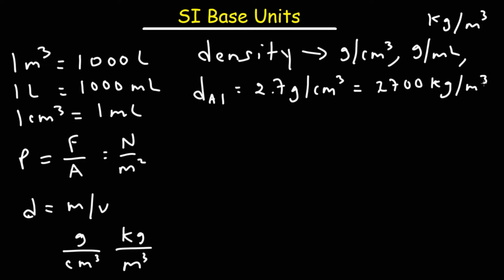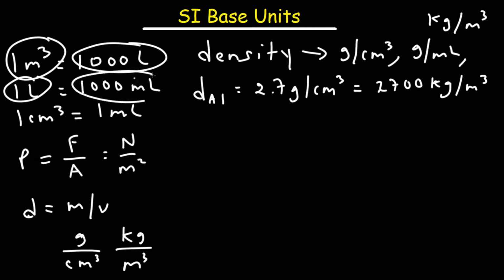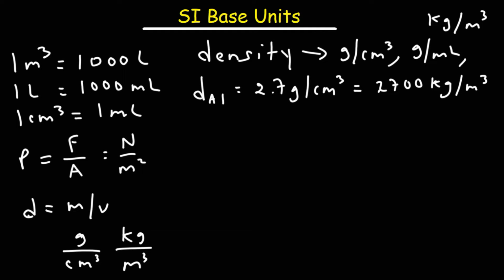Now keep in mind, a kilogram is 1,000 grams, but a cubic meter is 1 million cubic centimeters. When you have a million divided by 1,000, you get a multiplication factor of 1,000. So if you look at these two, 1 cubic meter is 1,000 liters, and 1 liter is 1,000 milliliters. So a cubic meter is a million milliliters, which is equivalent to a million cubic centimeters. And 1 kilogram is 1,000 grams, so when you divide a million by 1,000, you get 1,000. So that's why these two differ by 1,000.